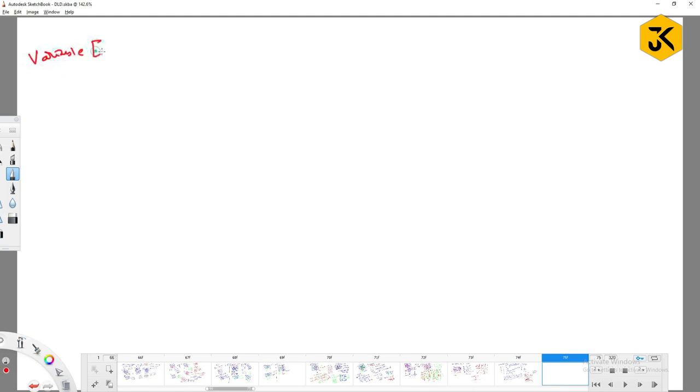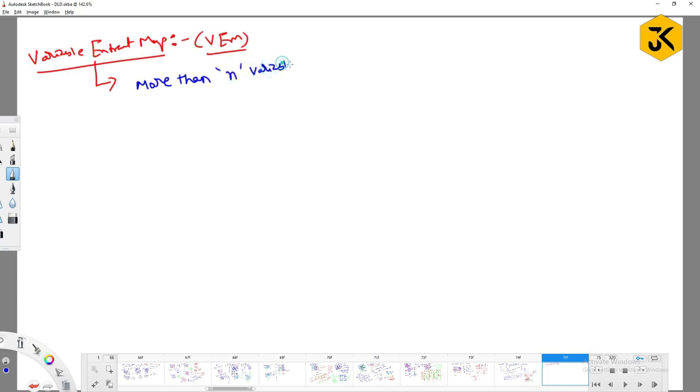Variable entrant map, which is an alternative for K-map, where in this variable entrant map, you can fit more than n variables, right?